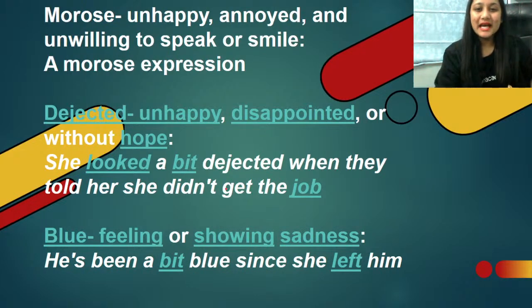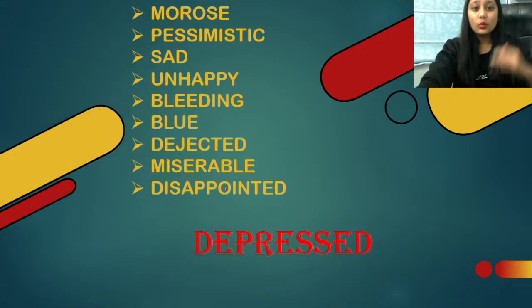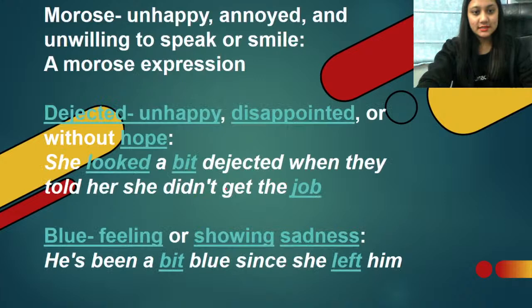Next is dejected, which means unhappy, disappointed, or without any hope. I repeat, you are unhappy, pretty disappointed, and left without any hope. She looked a bit dejected when they told her she didn't get the job. So she has lost all her heart, and she felt so bad, so depressed. She felt dejected, right? Words were morose, pessimistic, sad, unhappy, bleak, blue, dejected, miserable, and disappointed. Blue means feeling or showing sadness. He's been a bit blue since she left him. Yeah, so he's so depressed. He's feeling so sad.